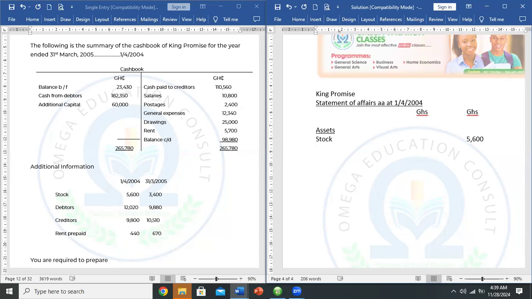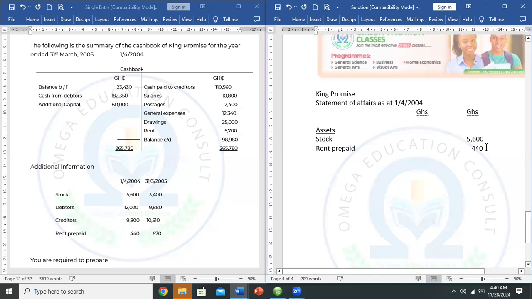Prof. Amma. Please, rent prepaid. Okay, so that's true. Rent prepaid, so that is also 440. So you see, we are picking only the figures for 1st April. Don't skip to this point, because the dates for these assets are different from the date on which we are preparing the statement of affairs.